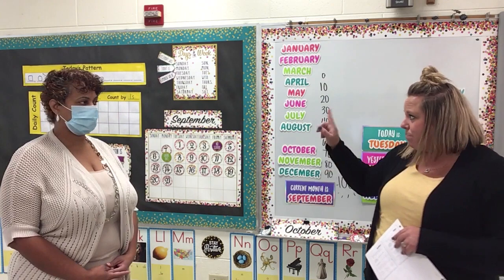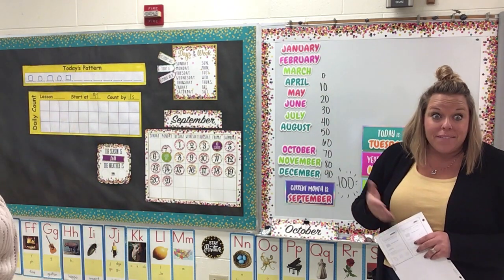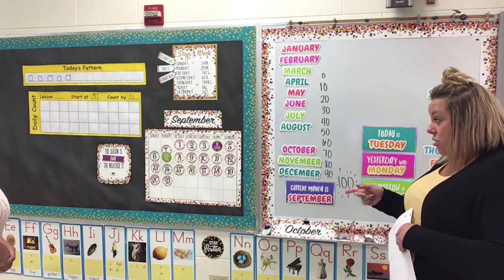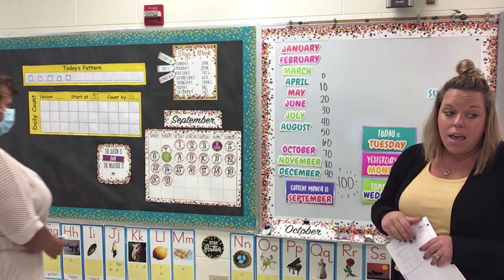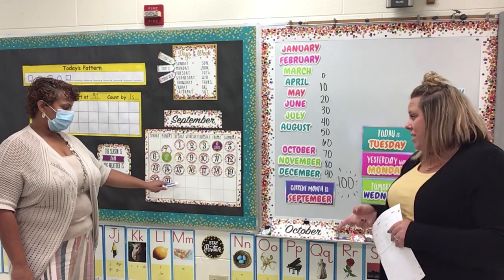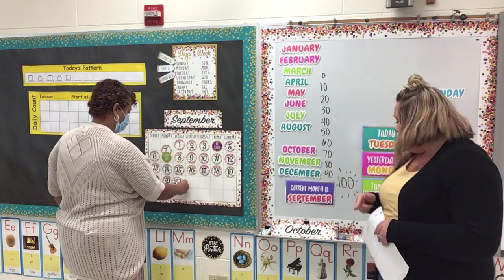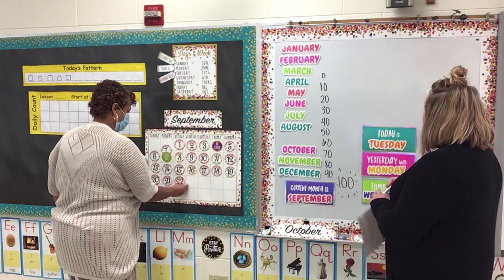Good. Let's go ahead and take a look at our calendar. We are still in the month of September. Yesterday was the 21st. If yesterday was the 21st, today is the 22nd. After 21 comes 22, so it's the 22nd.